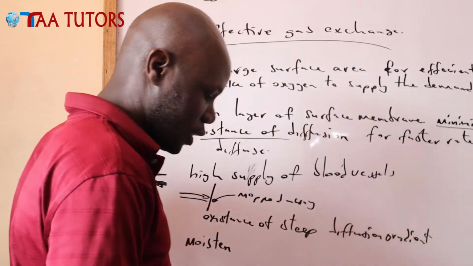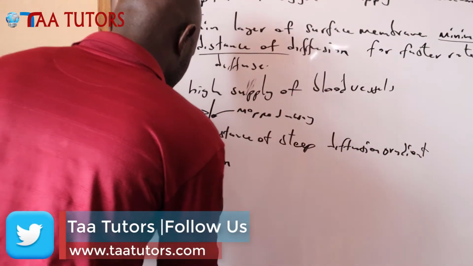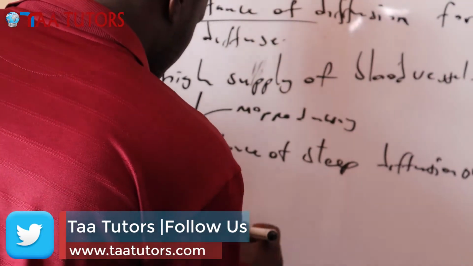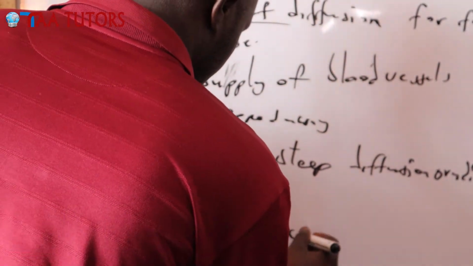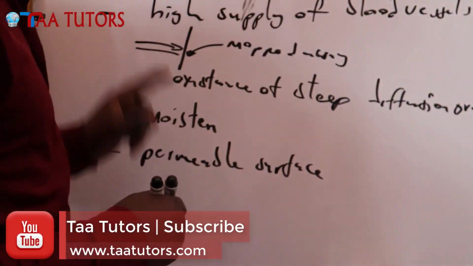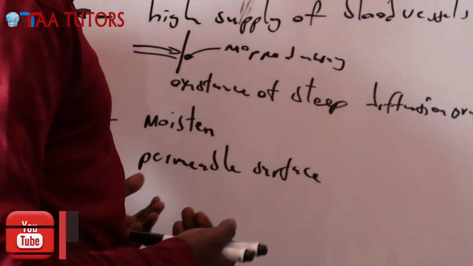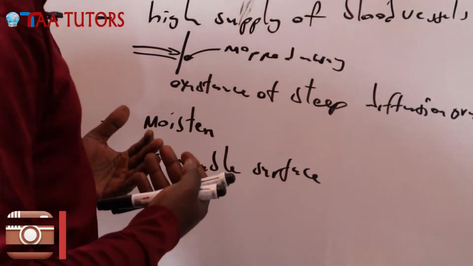Then lastly, the membrane is permeable. Permeable surface. Now this is a very key factor here. If in any case the membrane is not permeable, it means that there is no getting in. There is no getting past. So they cannot move in.